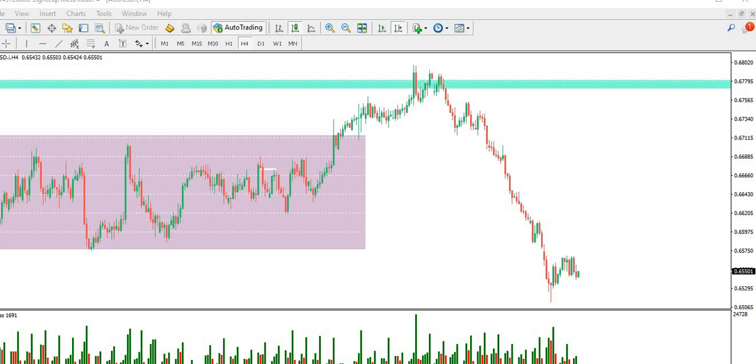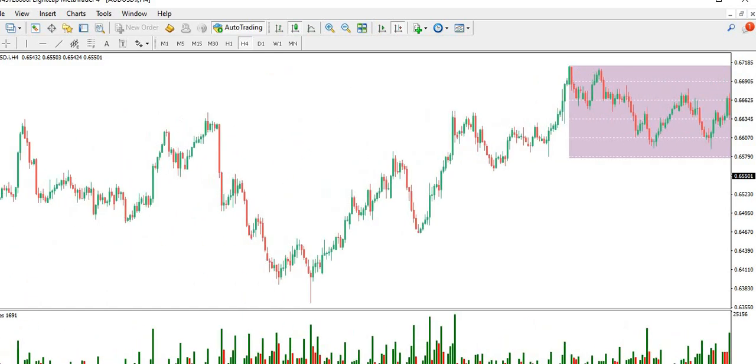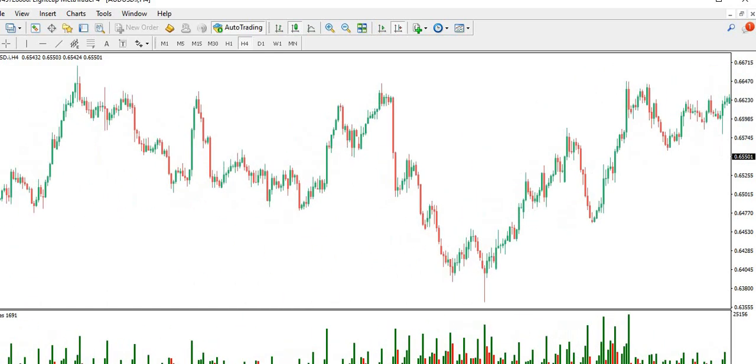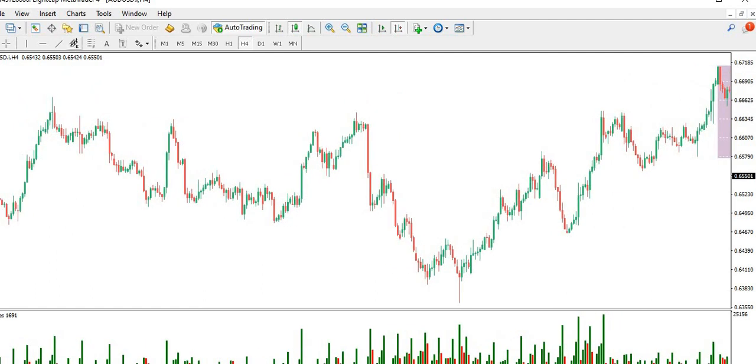Let's start. I chose this pair of Australian dollar and United States dollar, AUD USD. The time frame is 4 hours. The 4-hour time frame was chosen because the market was not in a clear uptrend or downtrend, especially at this point. The market is moving between 2 points, the high and the low.